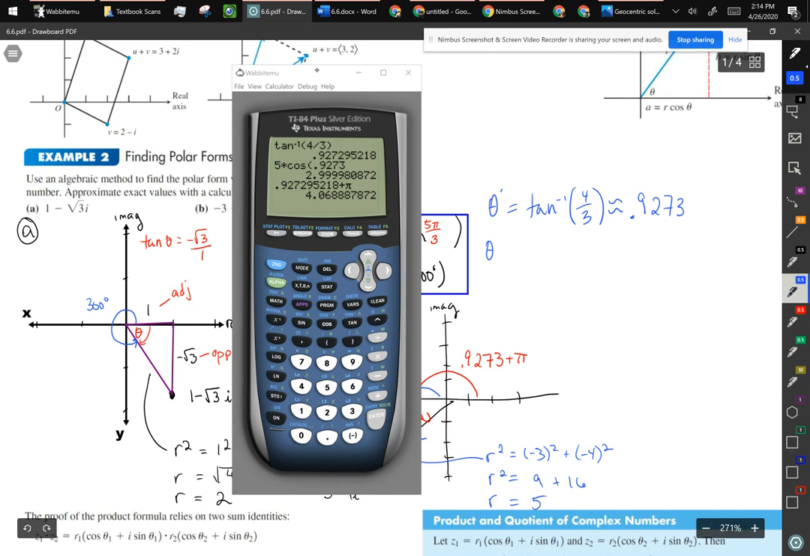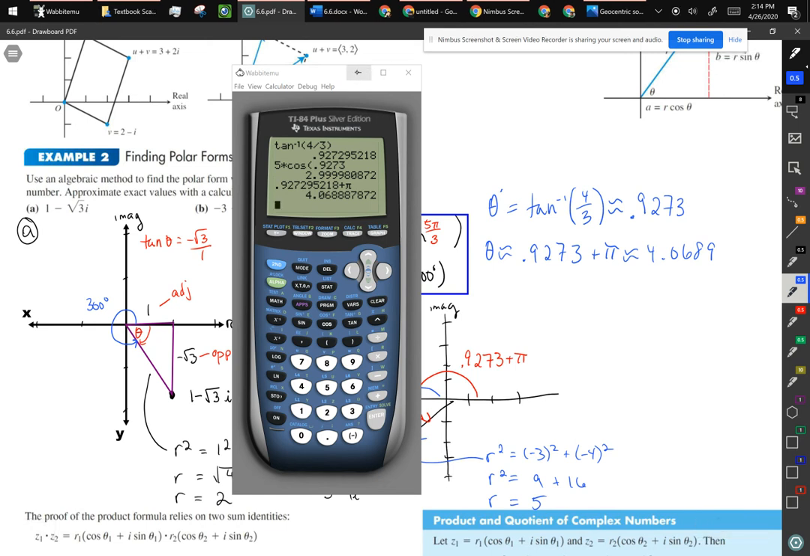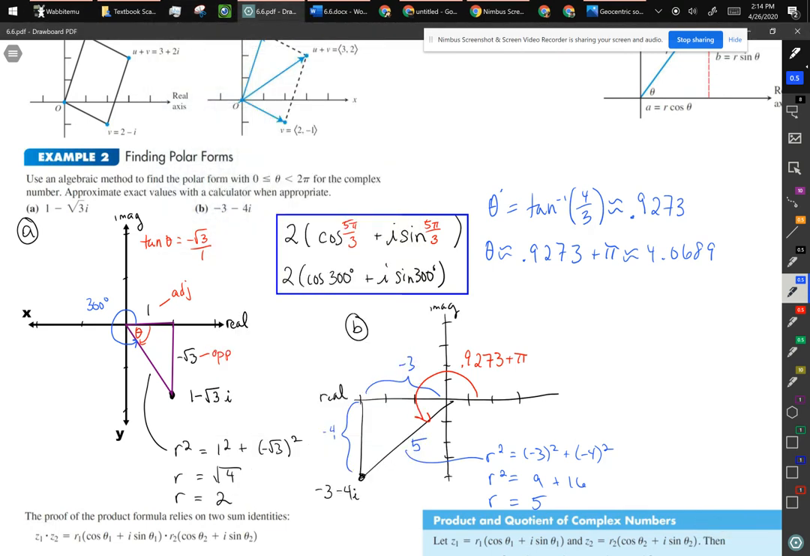But the actual theta we want would be 0.9273 plus pi, so that we're pointing in quadrant 3. And that means this is, actually, always do approximates, 4.0689. And so if you want to write this in polar form, you'd want to write the radius first, which is 5.